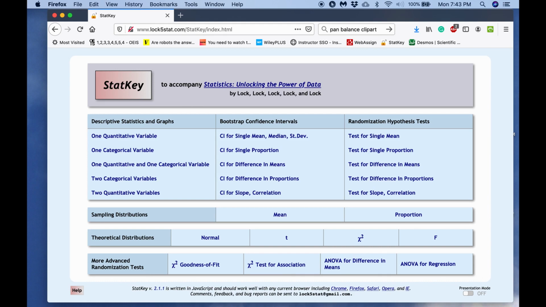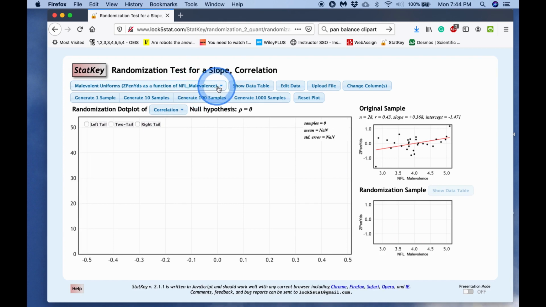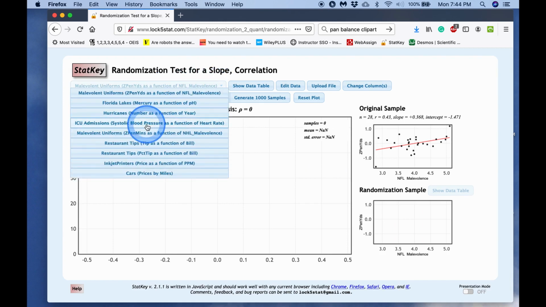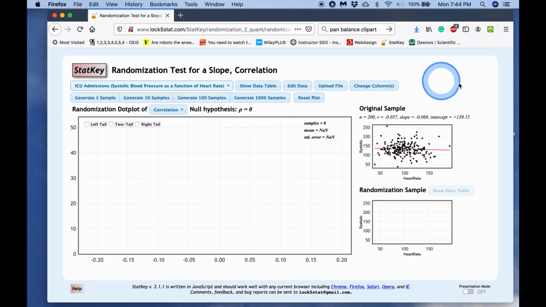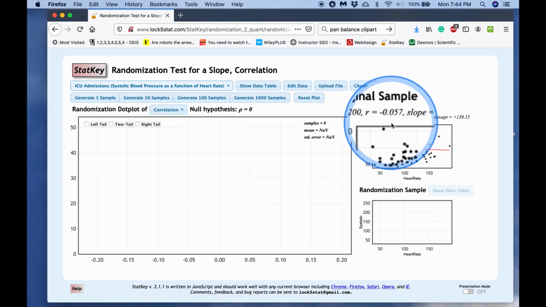All right, so now we're going to work parts 3 and 4. We're going to have to look at the actual data set now. And we're going to work with randomization, hypothesis test for a slope or a correlation. What we're going to want to do is make sure we've got the correct file loaded. So there it is, ICU admissions, systolic blood pressure as a function of heart rate. And here's our original sample. And the thing we really want to pay attention to here is this sample correlation. So we're going to want to make note of that. Within the sample, we're seeing a correlation of negative 0.057. So that's a correlation that's pretty close to 0, but it is slightly negative.